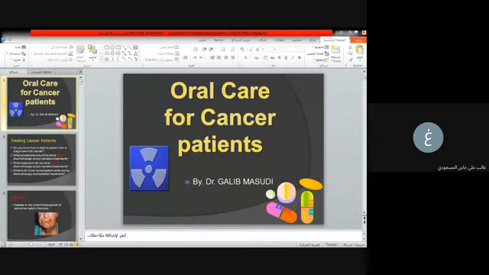Avoid candy, gum, and soda unless they are sugar-free. Avoid spicy, acidic food, toothpicks, tobacco products, and alcohol. Taste changes: refer the patient to a dietitian. Nausea and vomiting: advise the patient to rinse mouth with water and baking soda solution after vomiting to protect the teeth.